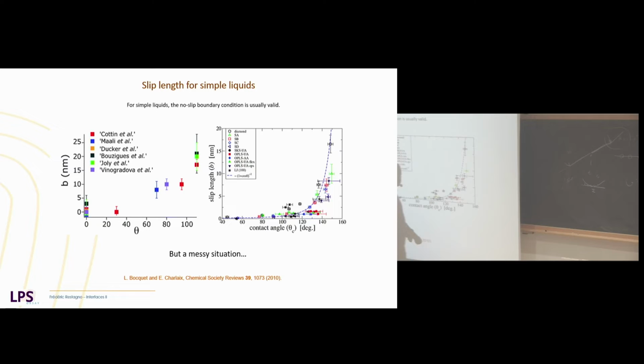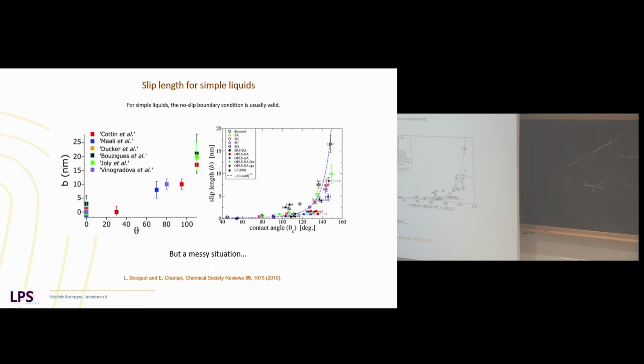And well, what do we understand so far for simple liquids? That's water. That's water flowing on solid surfaces. So that's the slip length. So look at the order of magnitude. It comes from 0 to 25 nanometers.